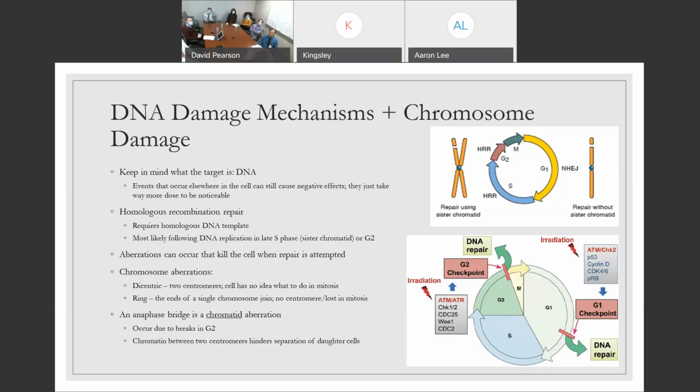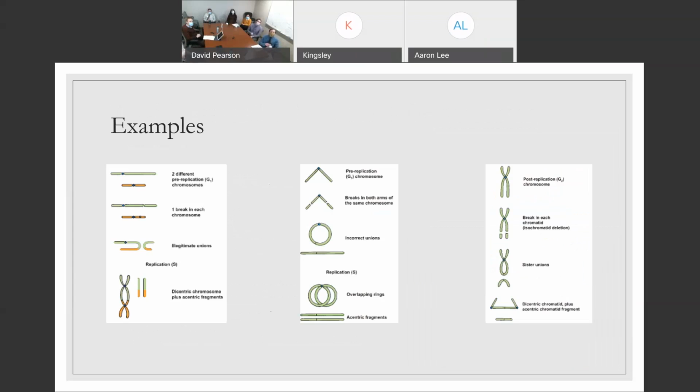Similar thing with the ring, better with an image on the next slide. And then another way for the cells to die during mitosis is the anaphase bridge, which is a chromatid aberration as opposed to a chromosome one. And those occur due to breaks in G2 phase. So real quick on the next slide here.